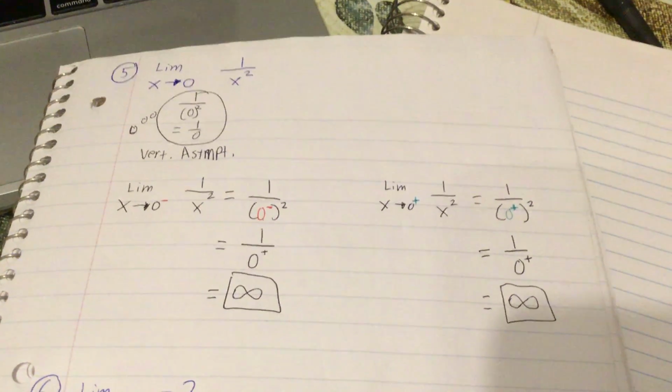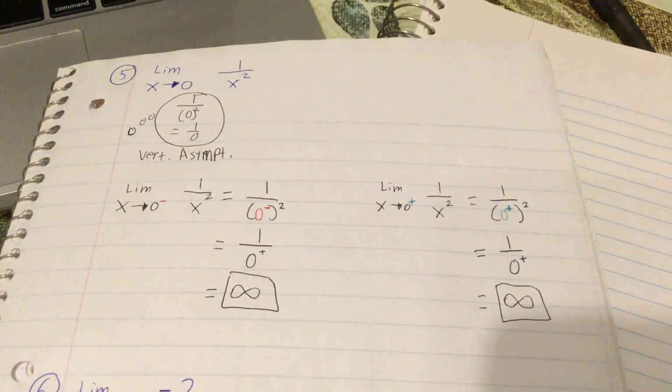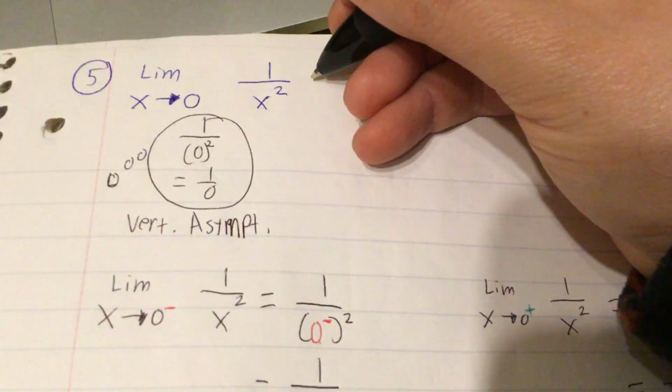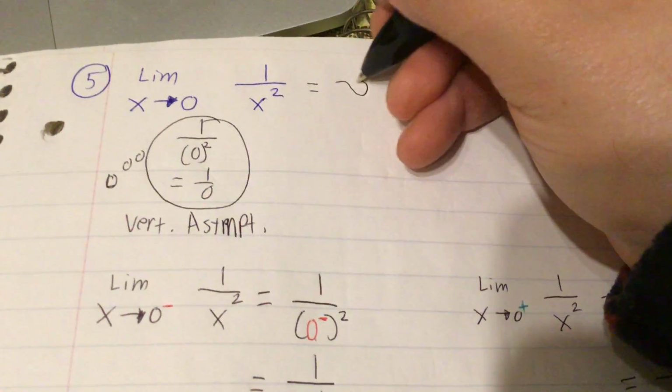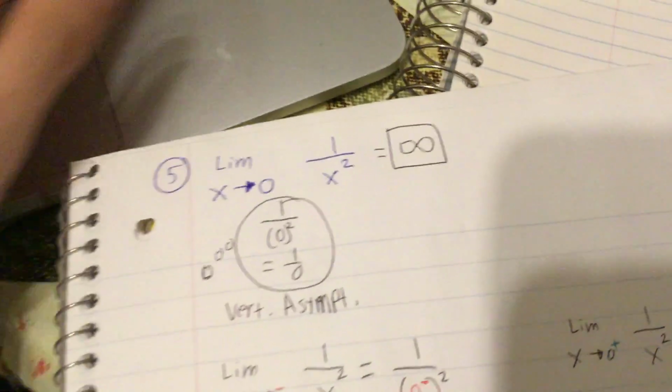Does the limit as x approaches 0 actually exist? Yes. So the limit as x approaches 0 of 1 over x squared does exist. It is positive infinity. And if you don't believe me, you can graph it here.